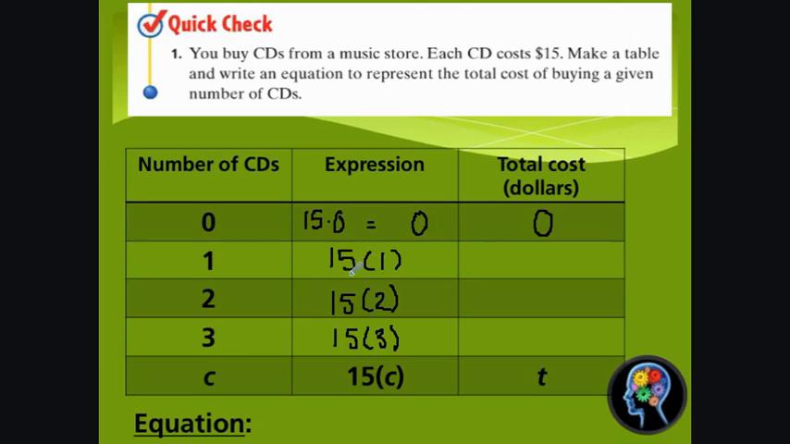So if we buy 1 CD that costs $15, the total is going to be $15. If we buy 2 CDs that cost $15, 15 times 2 equals 30. And then here we have 15 times 3, because we're buying 3 CDs at $15 each, would equal $45. If you see the pattern, it's increasing by $15 for each CD that you buy. We're also asked to write an equation to represent the total cost of buying a given number of CDs. So our equation would be 15 times C, whatever number of CDs that we buy, is going to equal our total of T.